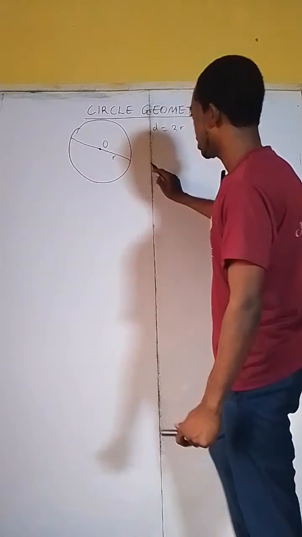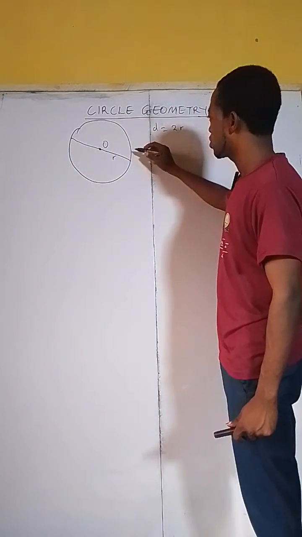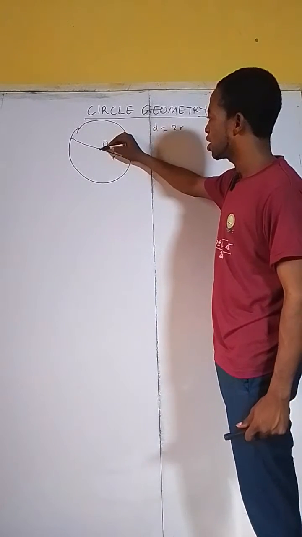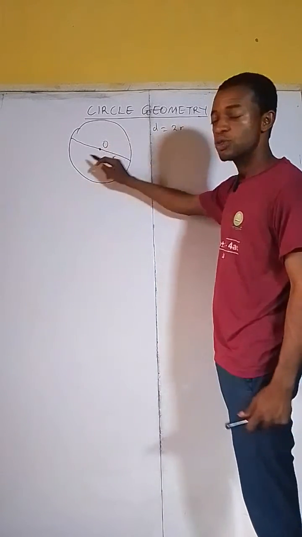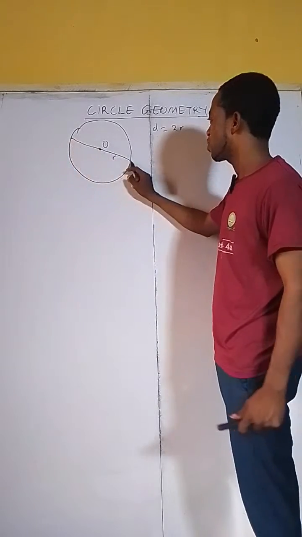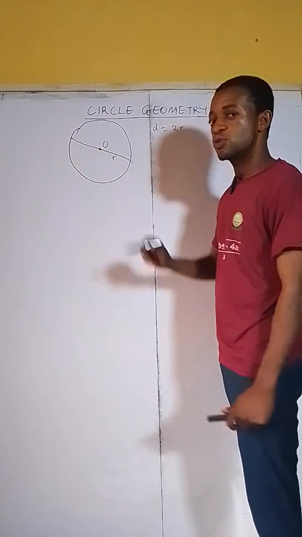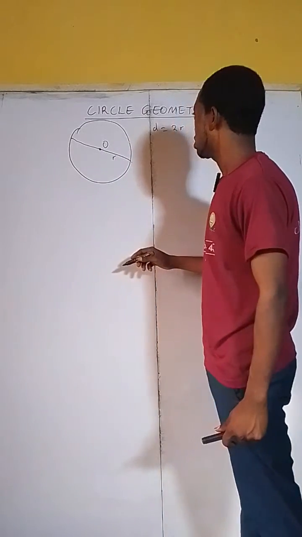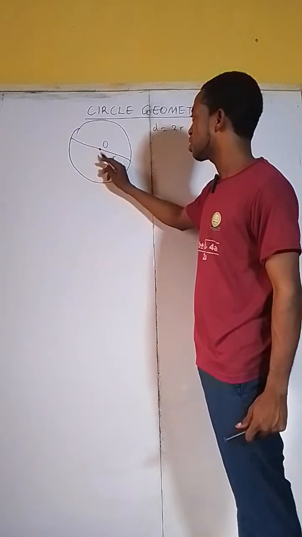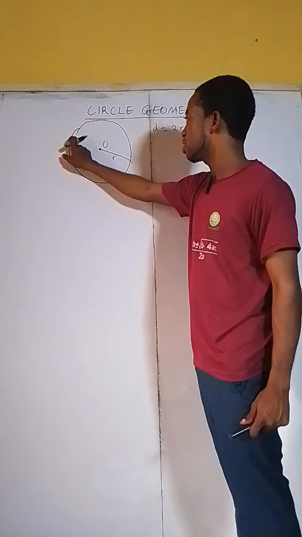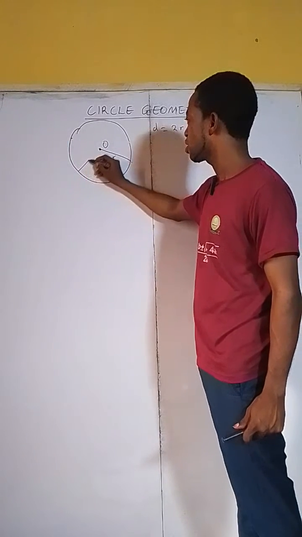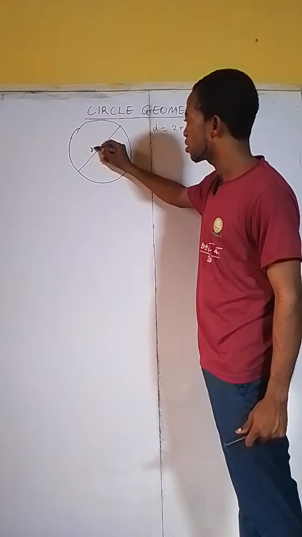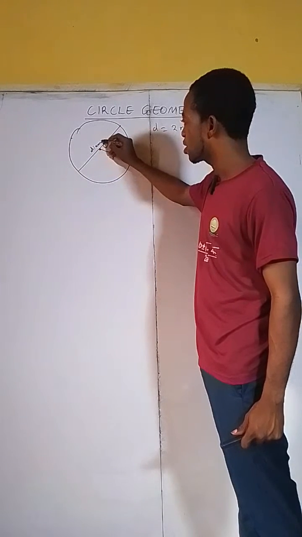So diameter means 2 radius, which is a line that passes through the center and touches the circumference at 2 sides here. And passes through the center. That's what they call diameter. So everything here is diameter. We can draw it another way, this way, and call this diameter from here. So this is diameter.